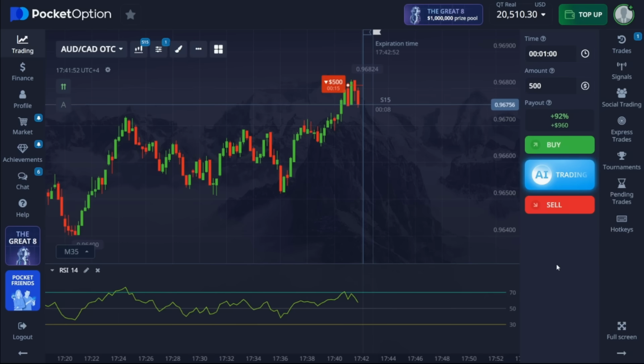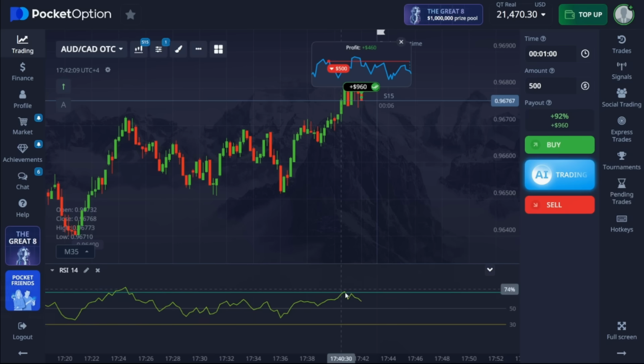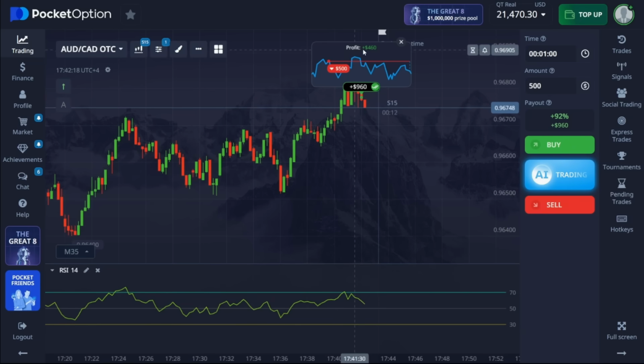Everything's working again, but you see, manual trading takes time. Analyzing, watching, picking pairs, drawing zones. With the bot, it's all done for you. Trade closed in the money. Another $460 profit. RSI reversed exactly as expected in the overbought zone.